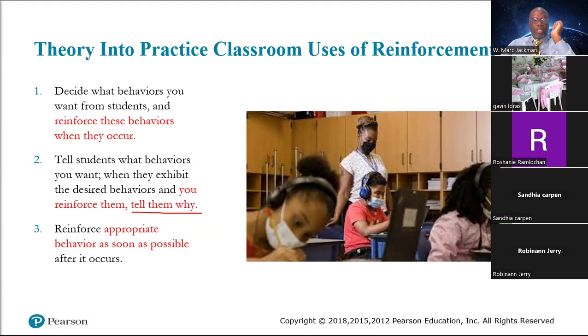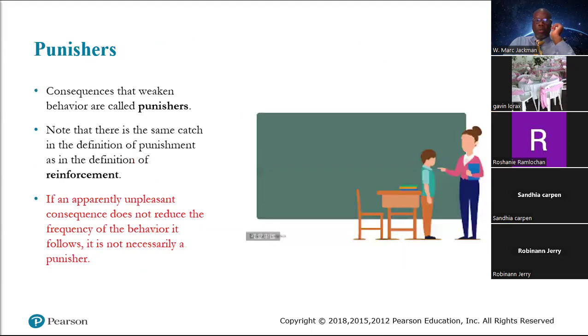Reinforce appropriate behaviors as soon as possible after they occur. So don't wait too long, because remember, you're talking about association between behavior and consequences. The closer the consequence is to the behavior, the more likely the behavior is to be repeated or diminished. Consequences that weaken behavior are called punishers, as we said.